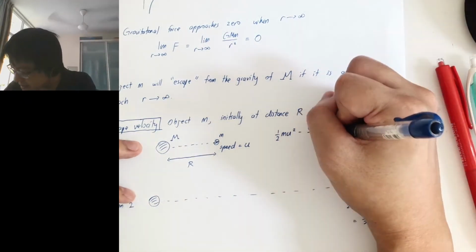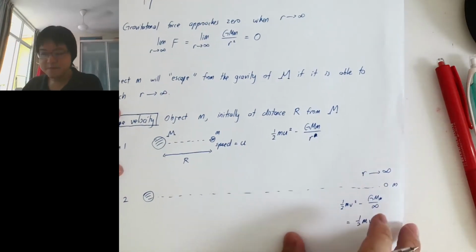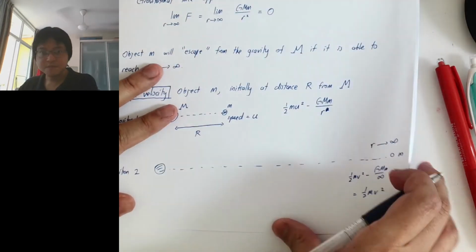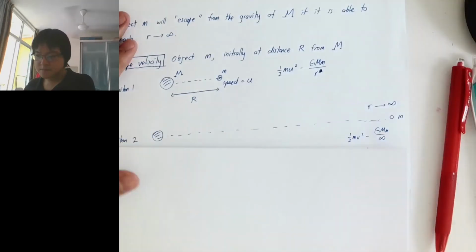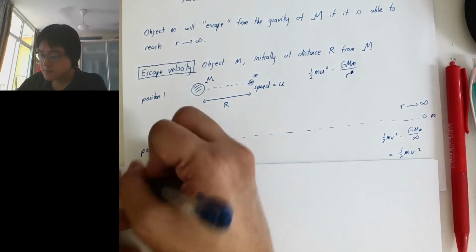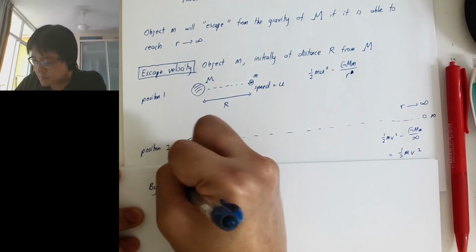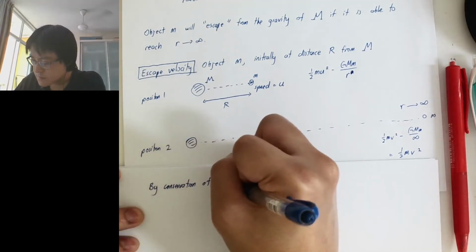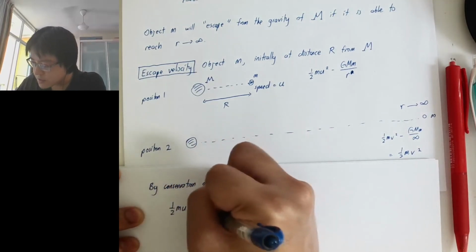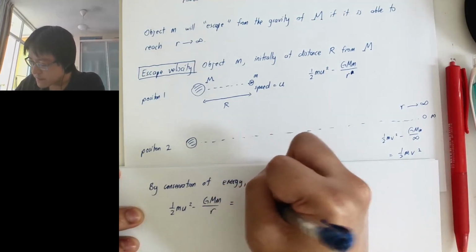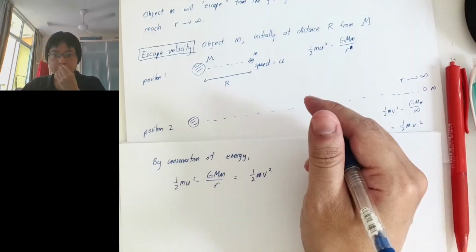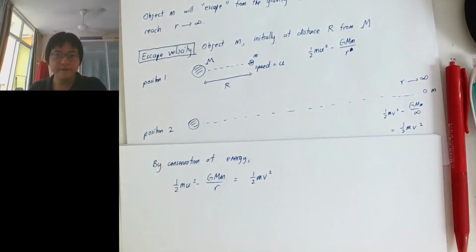Yeah, you're right, I keep writing square. The force is correct, the force is squared, but potential energy is not squared. Okay, so by conservation of energy, half m u squared minus GMm over r, no square, is half m v squared. And if I'm at infinity, this term is 0. So we have the equation like this now.